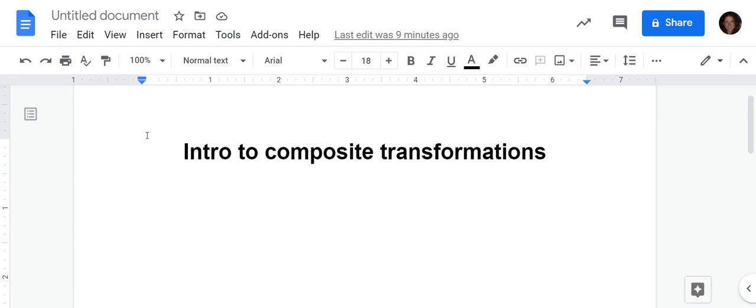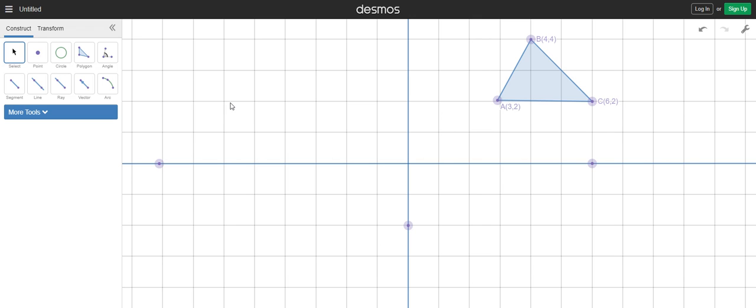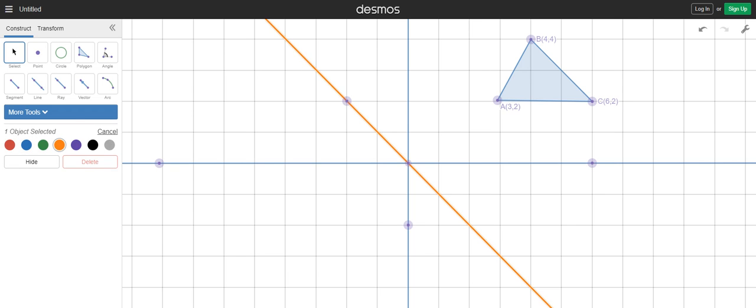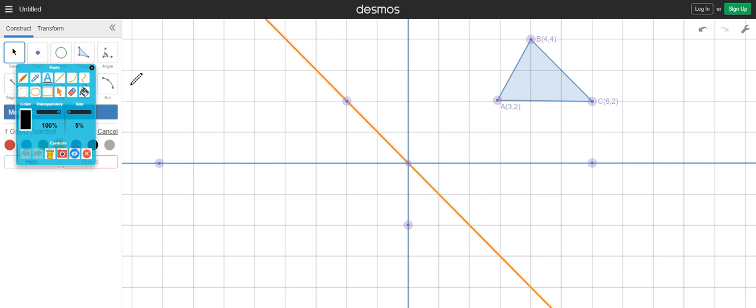We're going to do an introduction to composite transformations. We're going to start with our shape here, and we're going to do a composite. I am going to create a line. My line is going to be y equals negative x, and I'm going to change this color so it's easier to see. We're going to call this y equals negative x. And we know this is the y-axis right here, but it's also x equals 0, just to be clear.